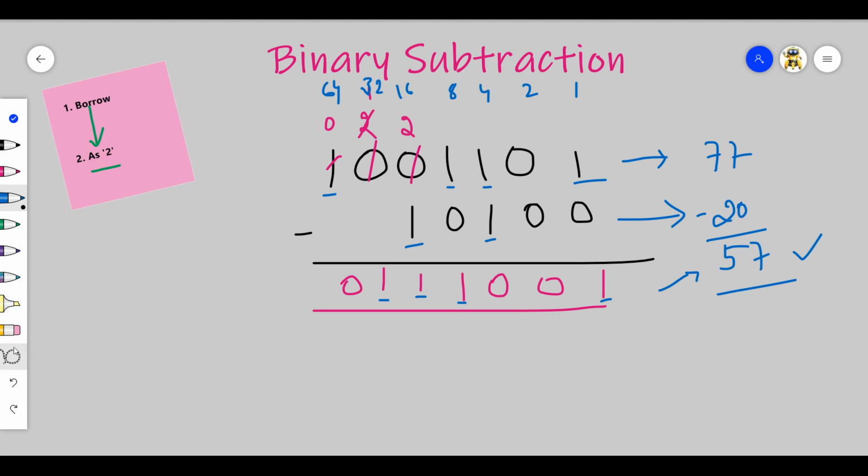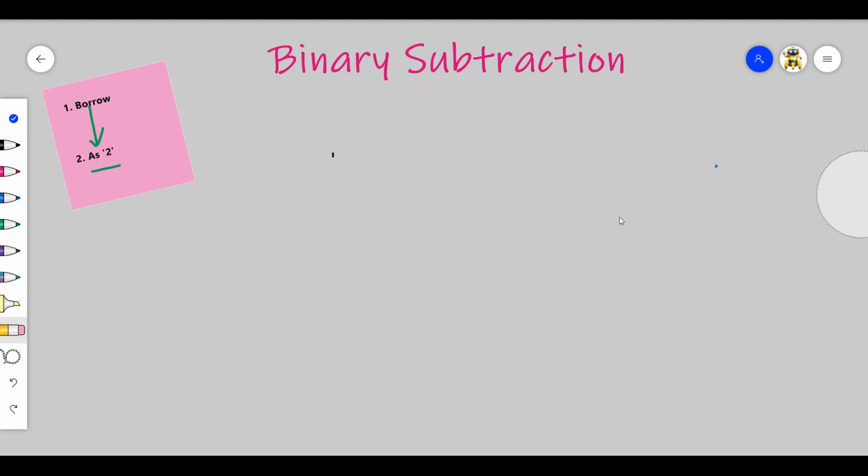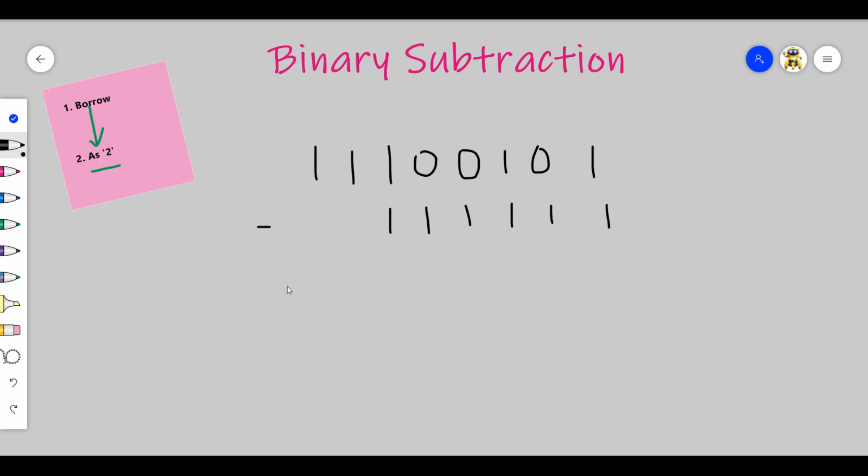Okay, so let us take a look at another example. Let me consider 1 1 1 0 0 1 0 1. I'm subtracting 1 1 1 1 1 1, all ones. So now pause the video and try to solve this.